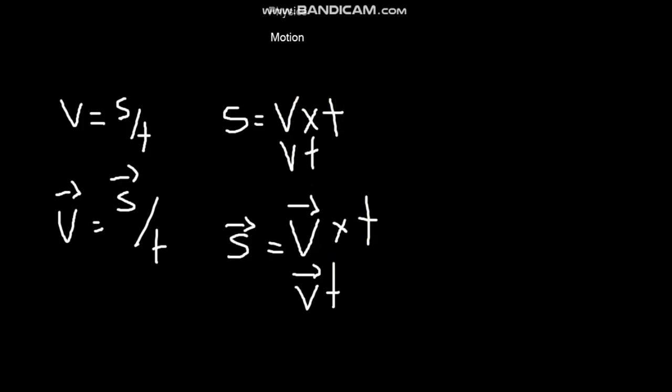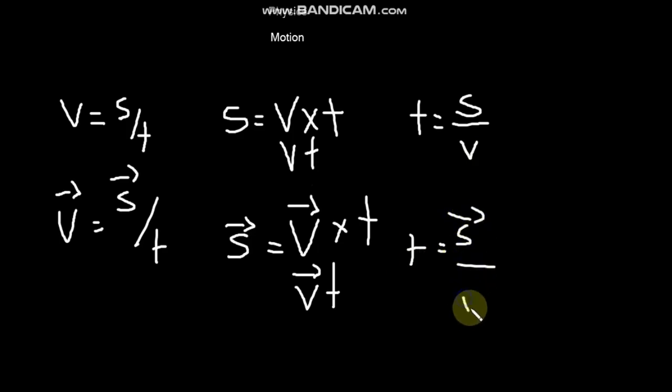Okay, so let me tell you the formula for time. The only way to take time on its own is to divide by v. So you will finally get t equals s over v, displacement over velocity. There is not much difference in these two, because time is a scalar quantity in both of them. So let's proceed to the calculations.